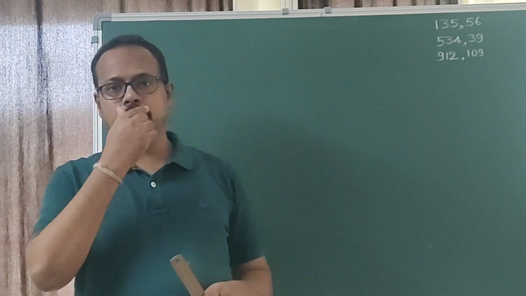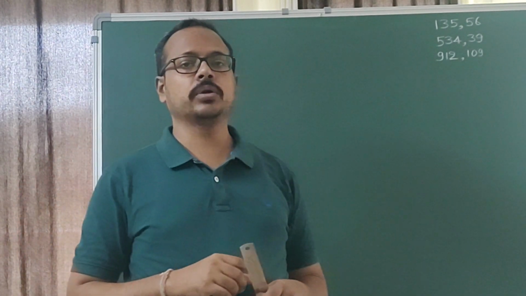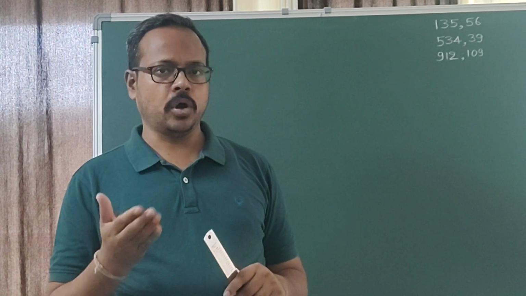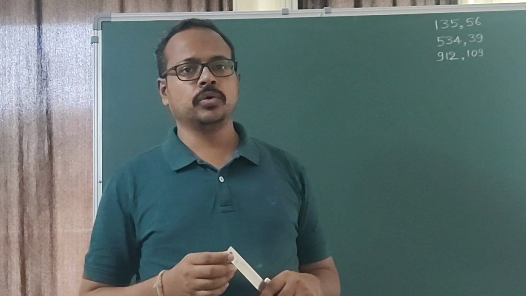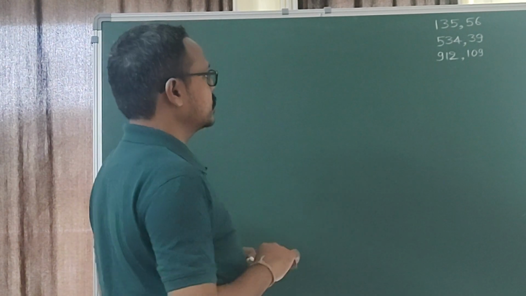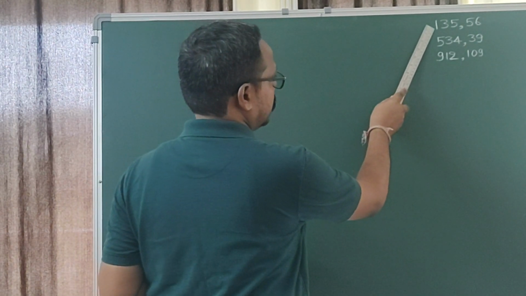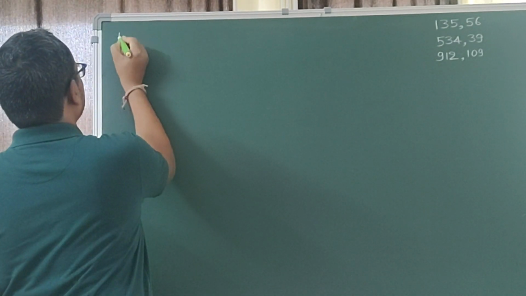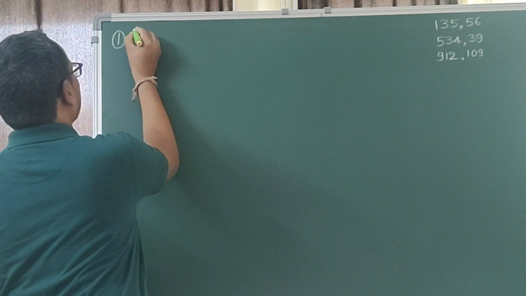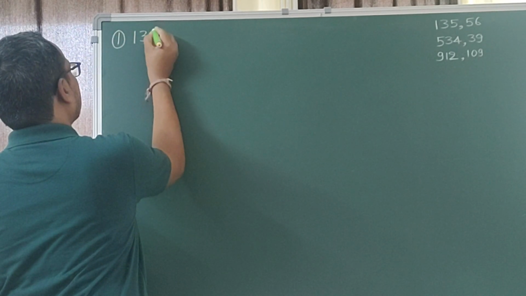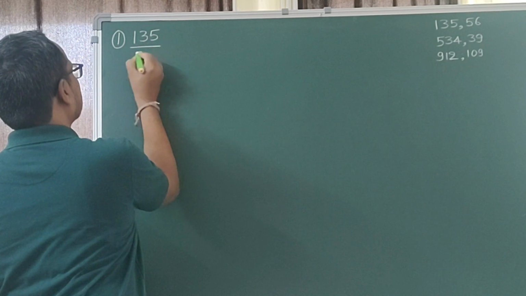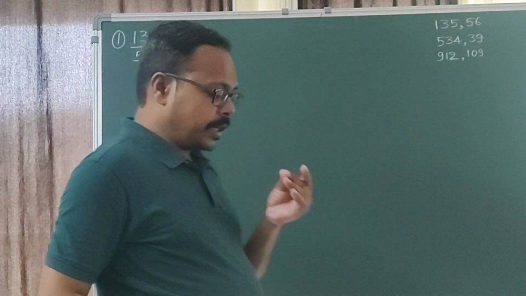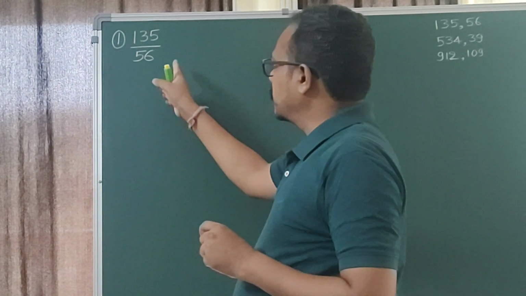Yeah, hi students. In this video, we are going to talk about whether a given fraction can be simplified further or not. Right? For you, I have taken three fractions. So, the first fraction we are going to test is 135 by 56. Suppose you are required to simplify it. I repeat, suppose you are required to simplify this fraction.